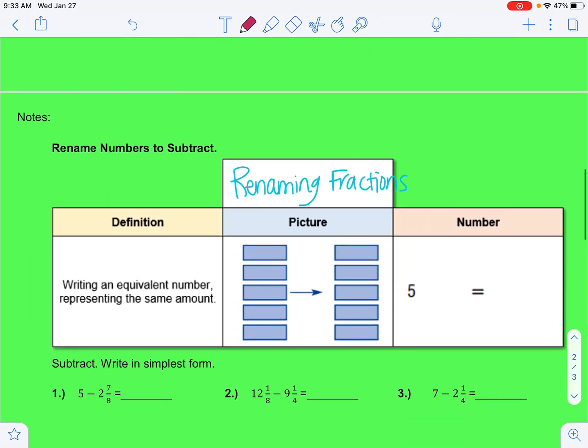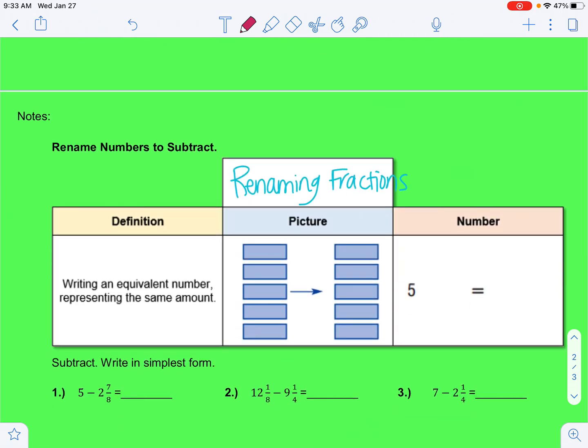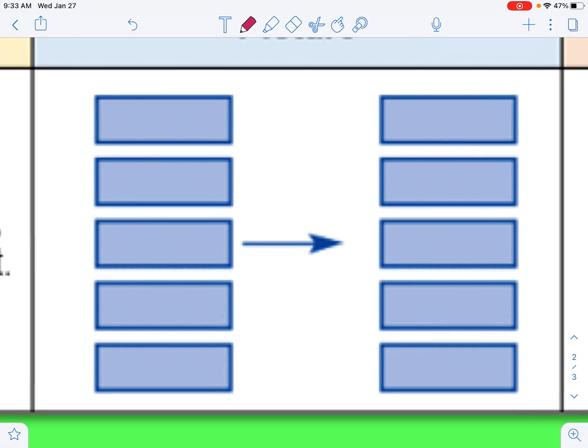Now let's move on to the second part of our lesson. Now we're going to talk about what happens when we need to rename numbers to subtract. Go ahead and fill out the top of your vocab box. Renaming fractions means writing an equivalent number representing the same amount.